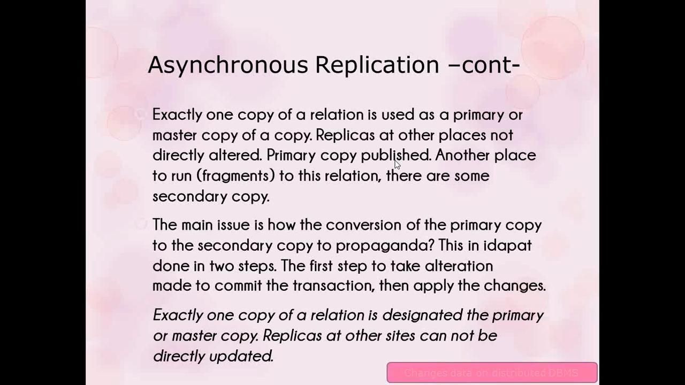There are some secondary copies. The main issue is how the changes of the primary copy are propagated to the secondary copies. This can be done in two steps. The first step is to take the alterations made by a committed transaction and then apply the changes. Exactly one copy of a relation is designated as the primary or master copy. Replicas at other sites cannot be directly updated.